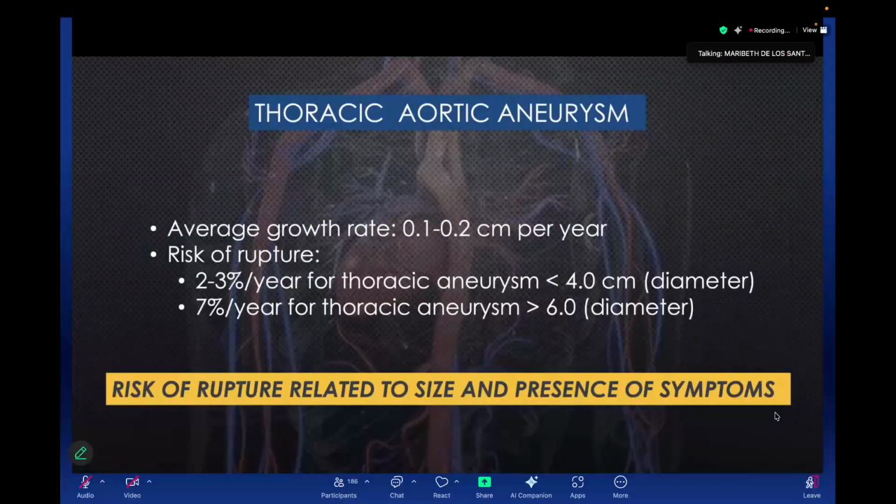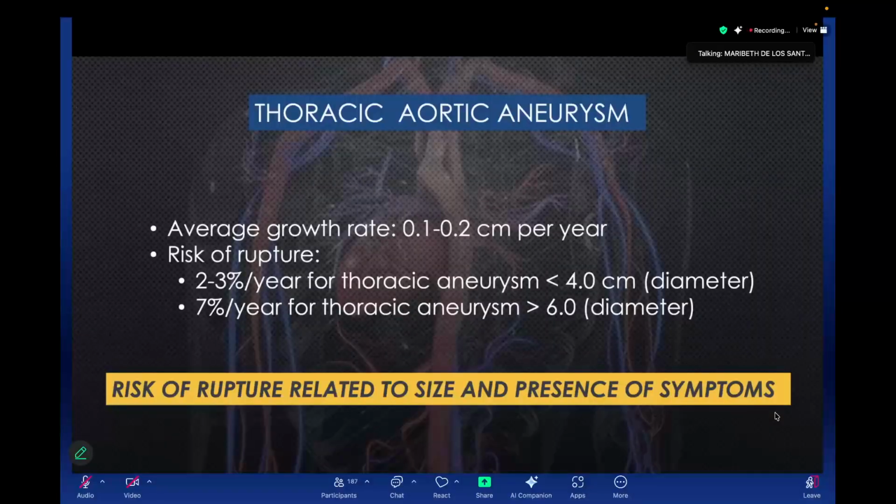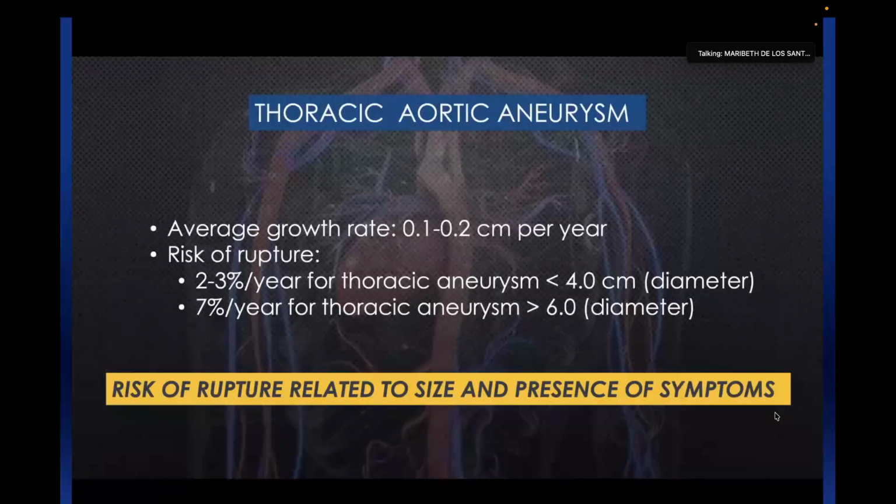Now, in TAA or thoracic aortic aneurysm, the risk of rupture is related to the size and presence of symptoms. The risk of rupture of TAA of less than 4 centimeters in diameter is 2 to 3% per year, going up to 7% once the diameter exceeds 6 centimeters.